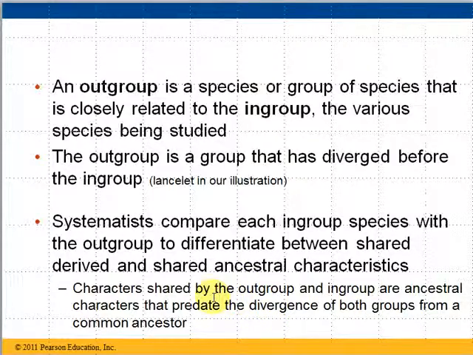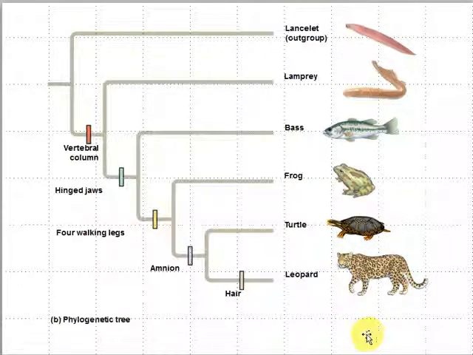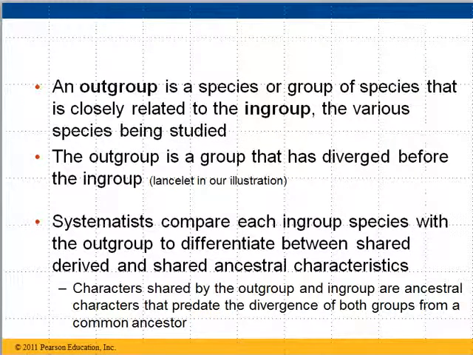So if we look at the fact that all of these have a spinal cord, which they do, the lancelet and all of these creatures have a spinal cord, well, that must have occurred prior to what we see on our chart here. That was present in their common ancestor. And then we start to get divergence with a vertebral column, a vertebrae, a hinged jaw, four walking legs, and on down the line. So comparing our in-group species with our out-group gives us kind of a starting point to then start to get more and more specific to see what is the relationship between these creatures.